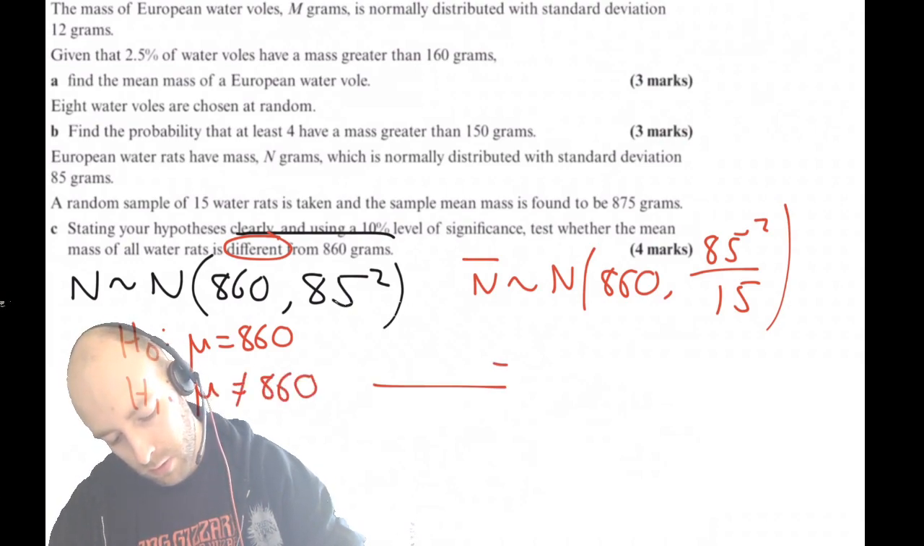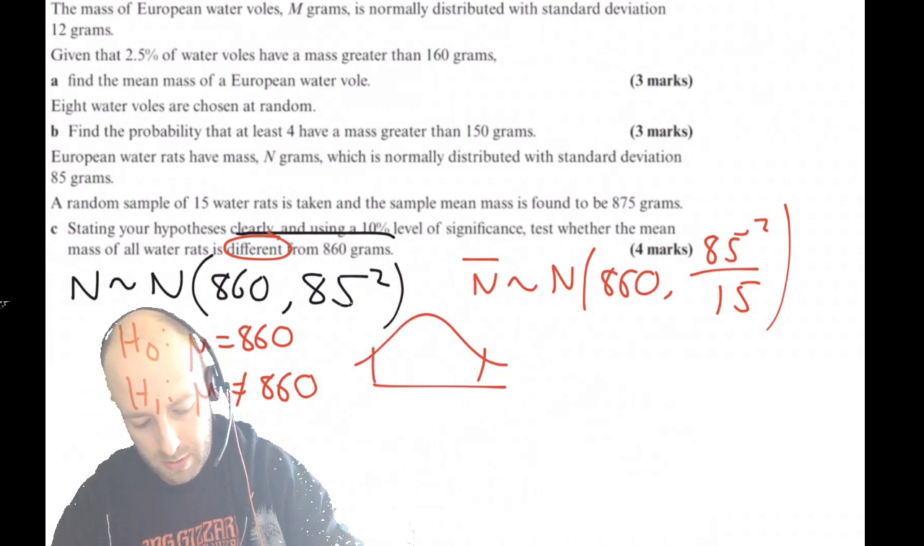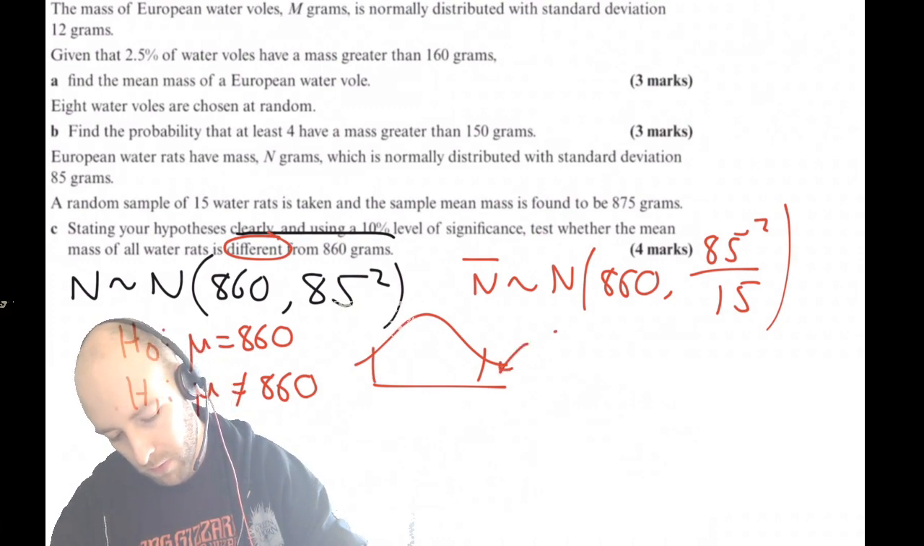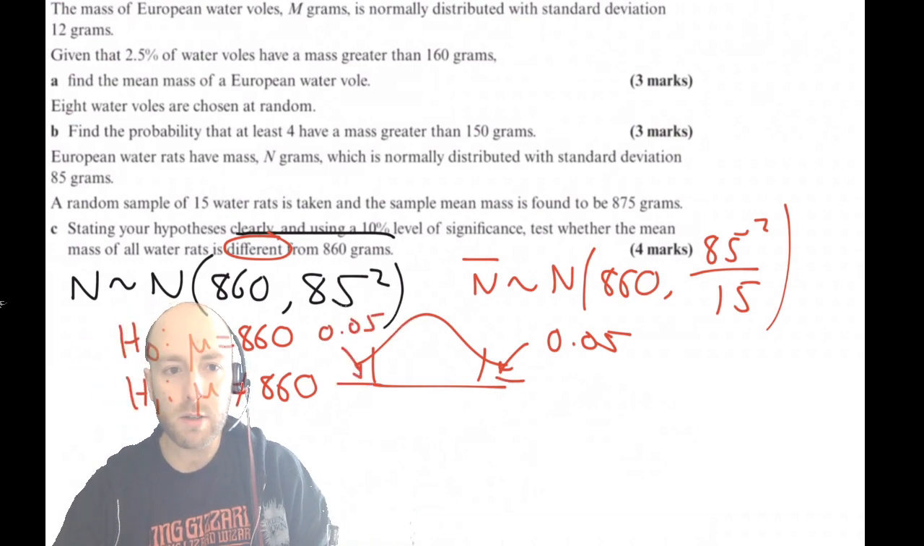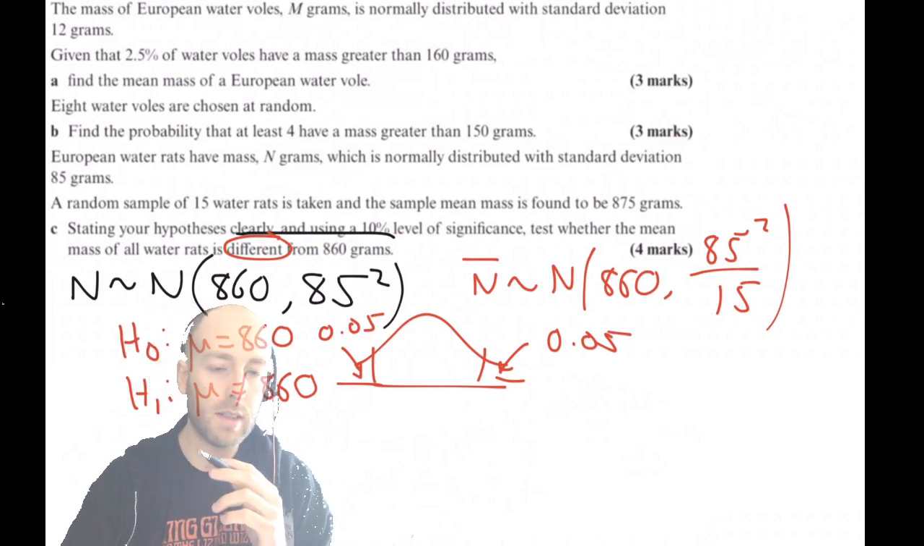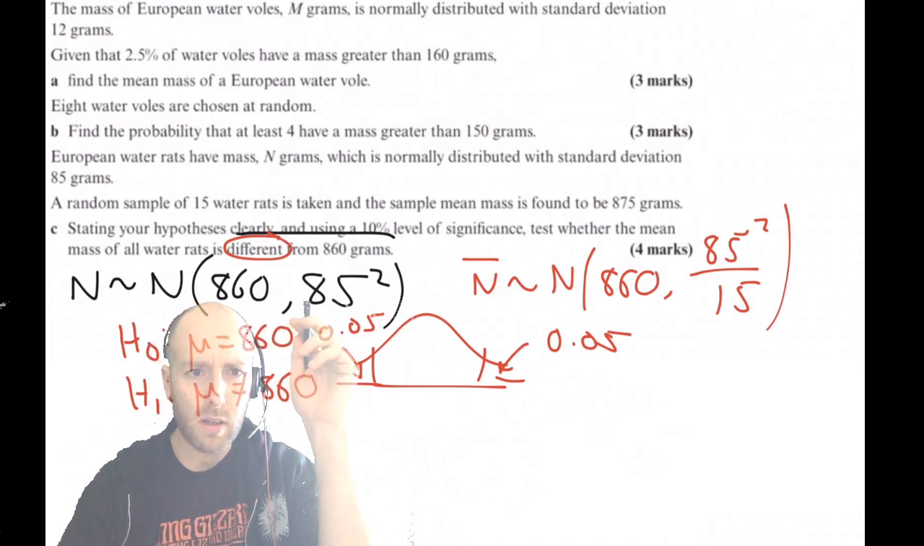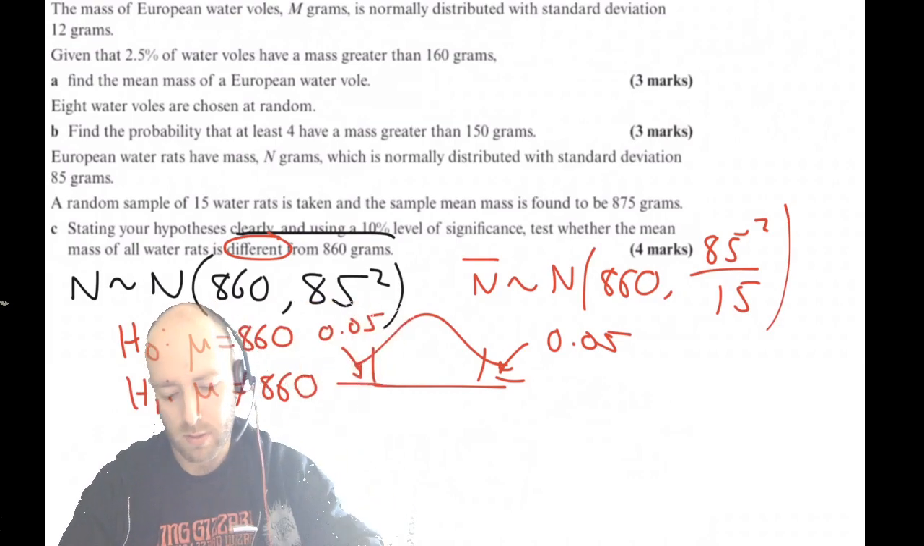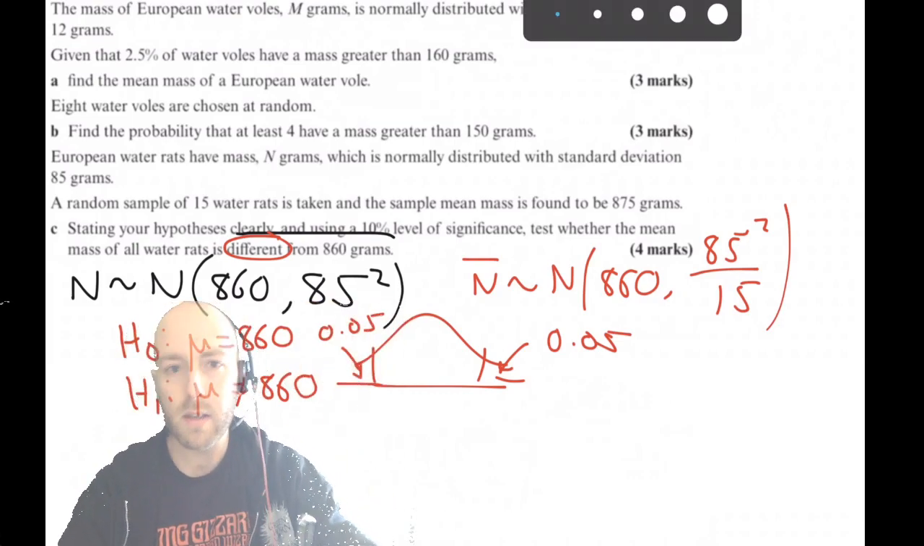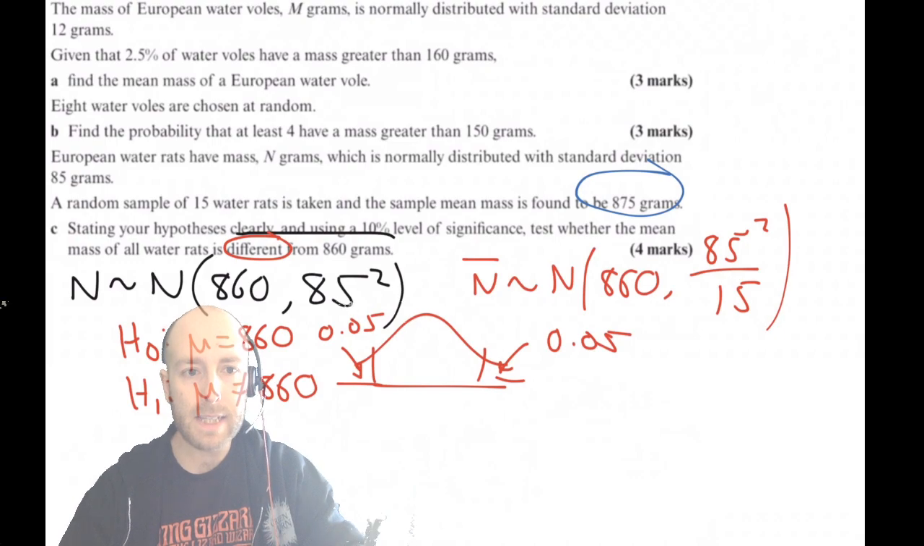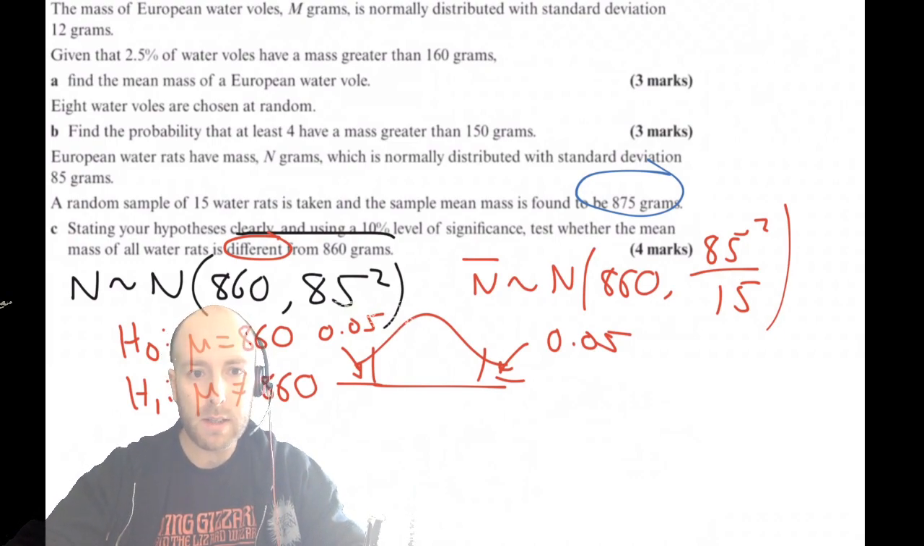So trying to find the critical regions. At 10% significance, we've got 0.05 and 0.05. So find these critical regions, use the calculator, find what they are, and then test what our test statistic, 875, is. We're going to test if that is any different. So bring up the calculator.